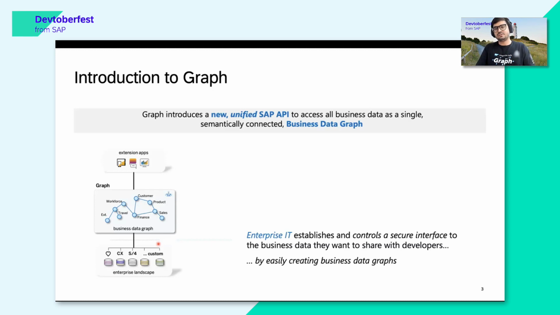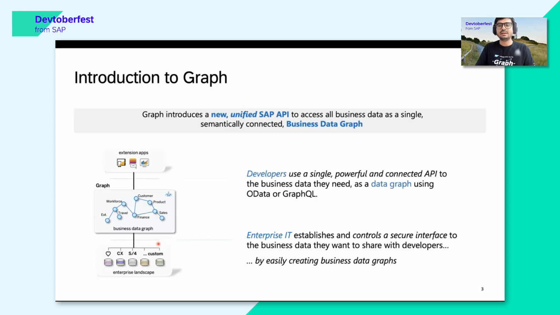And how it solves problems for developers is that, at the end of a business data graph, developers get an API which contains the information that they need. So they can only focus on developing the extension applications and not worry about the semantics of the data.